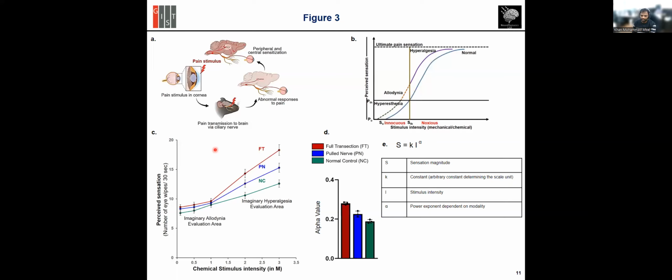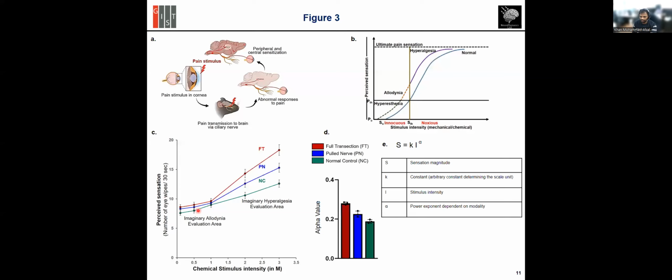Third, I calculated by myself the perceived sensation and chemical intensity for assessing the qualitative aspect of neuropathic corneal pain. The graph I showed you is about the quantity aspect, and these are the qualitative aspect. I made values of 0.5 M, 1, 2, and 3. So I prepared the solution in different concentrations.